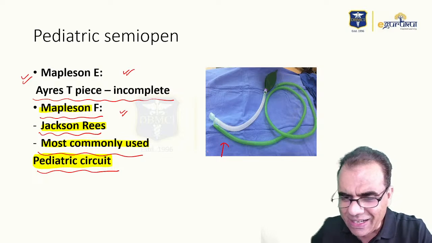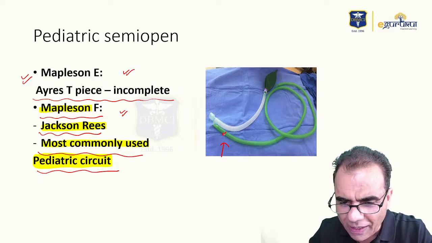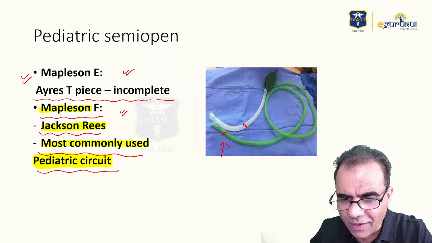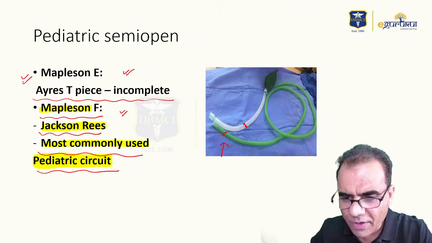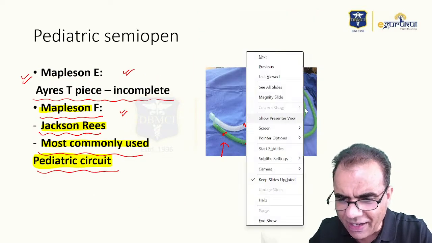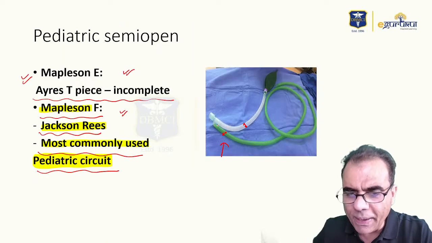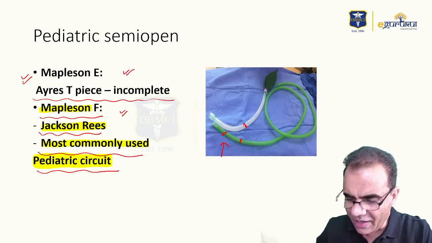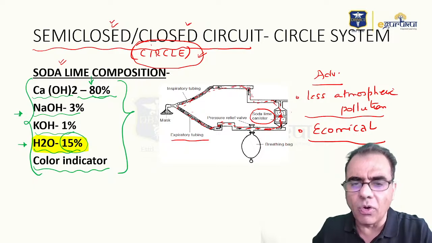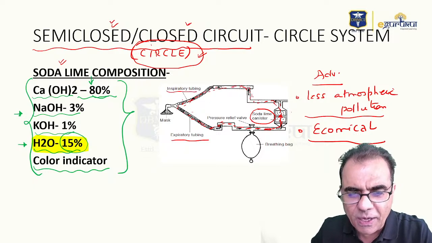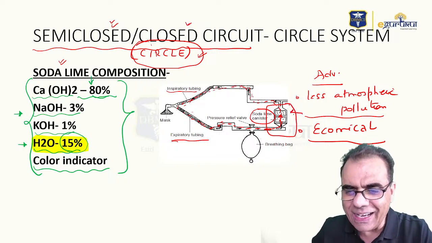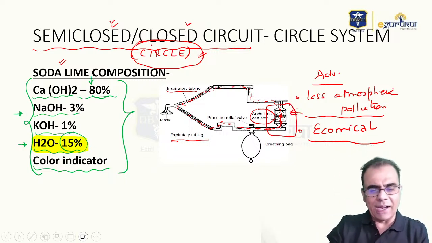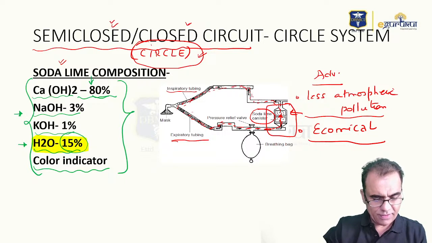And in children, you can look at the size of the tubing, its length and diameter. See the diameter here, and see the diameter here. If the diameter is really very small, then it is pediatric. And of course, in the circle system, there will be two tubes, one inspiratory and one expiratory, and obviously a big canister containing soda lime, so you can easily identify it. Fine.